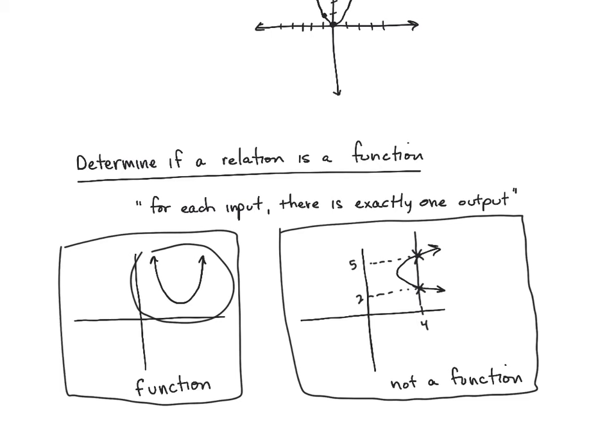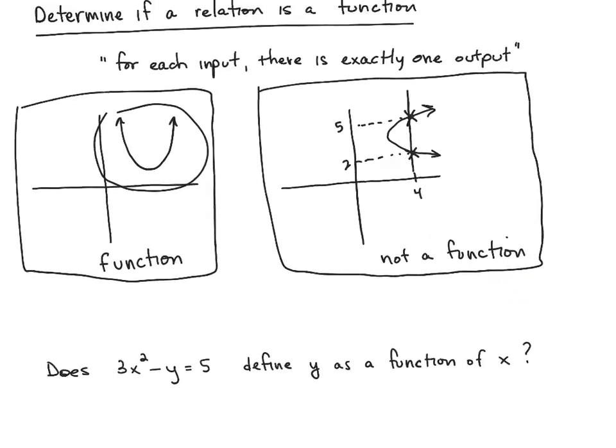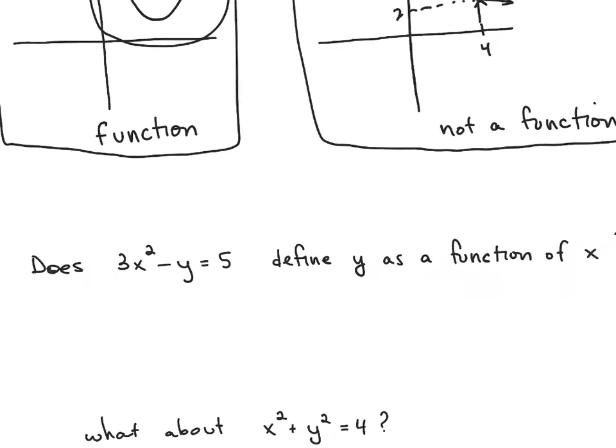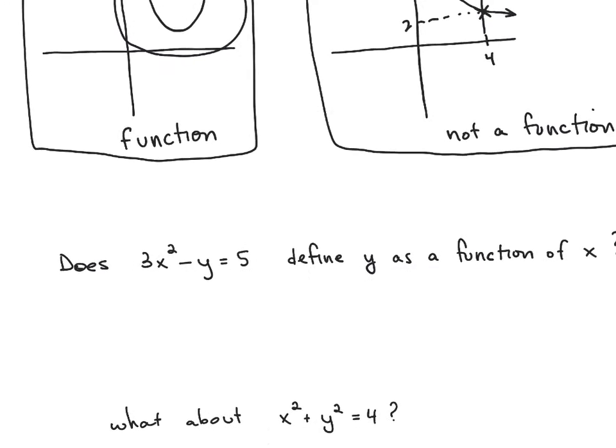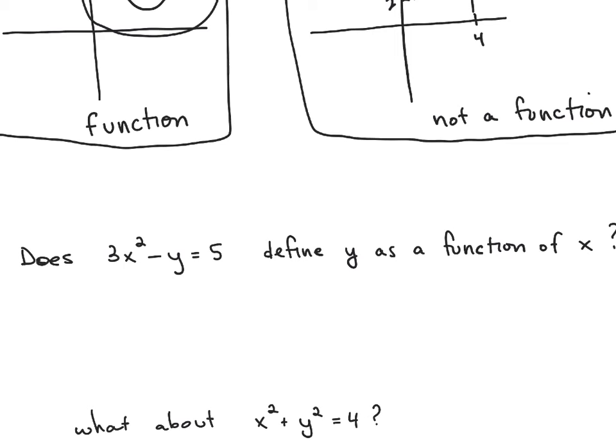So the vertical line test is a quick visual way to verify that a relation is a function graphically, but we also need to consider that functions or relations can be represented using equations. So the vertical line test doesn't help us there unless we want to graph everything, but sometimes that takes a little bit longer than is needed. So the question is, does 3x squared minus y equals 5 define y as a function of x?